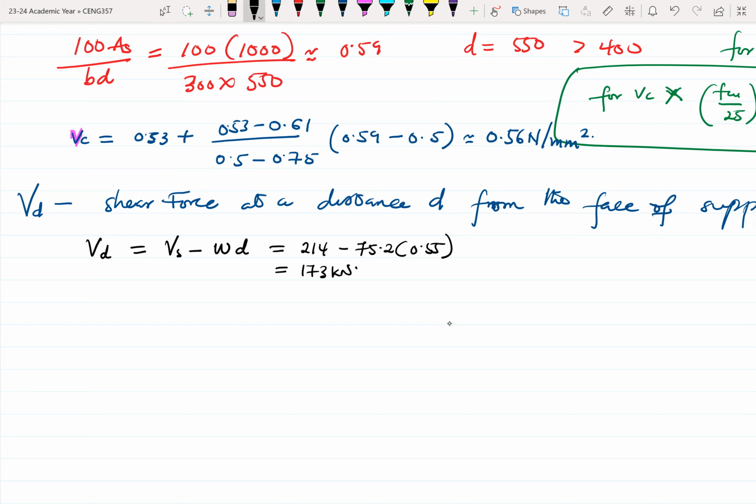So we use that to find the shear stress. Here our V will be VD divided by BD. That'll be 173 times 10 exponent 3 divided by B of 300 times a D of 550. And this should give us 1.05 newtons per millimeter squared. Great.